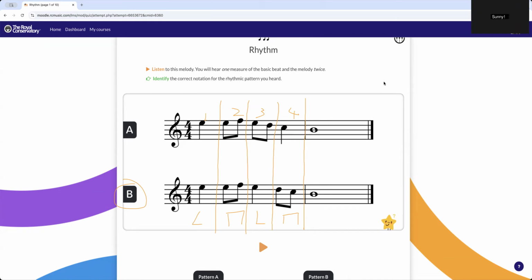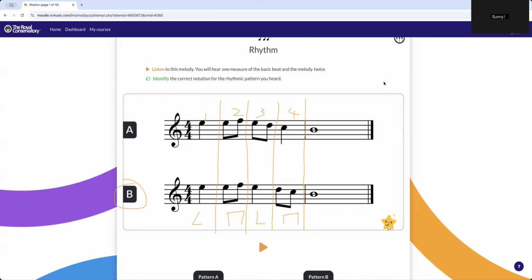Now can you do the ta and ti-ti one? You can say it like this, this one is ta. Ta ti ti ti ti ta ta. Pattern A. Can I do it? Yeah, you can do it, Sonny. Ta ti ti ti ti ta ta. Okay, very nice.